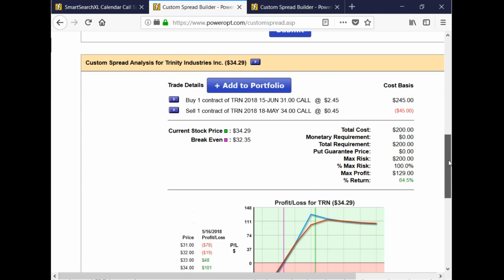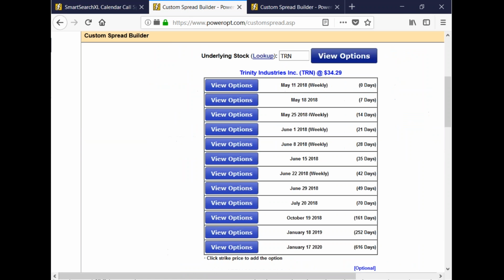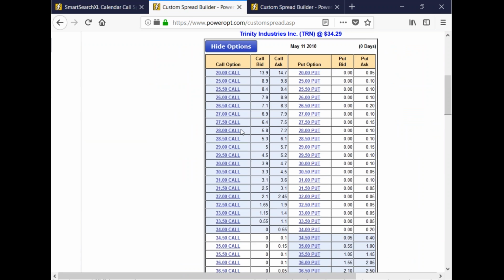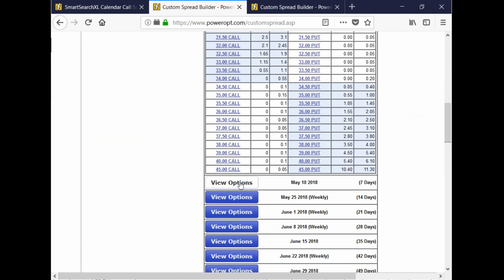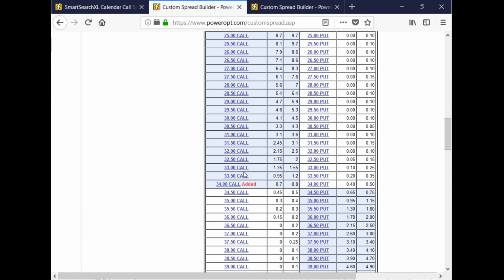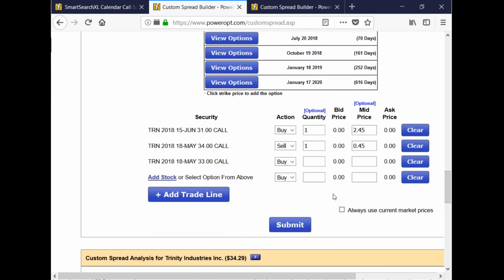Would it result in a profit? Now, I don't know. I looked at that earlier this morning. I didn't look at it before the close. Oh, I want to go to May 18th. I'm sorry. So I want to buy a 33 for $1.45. Okay, so what's that going to do?